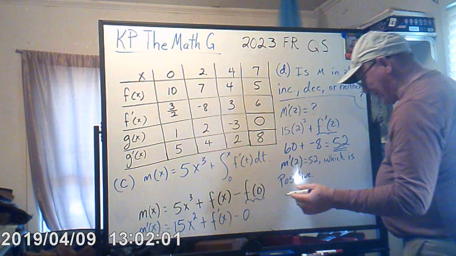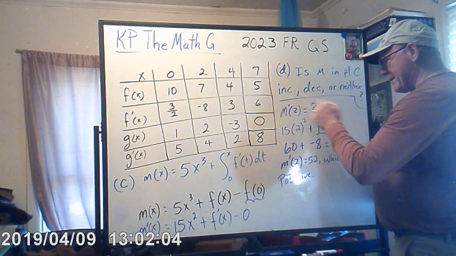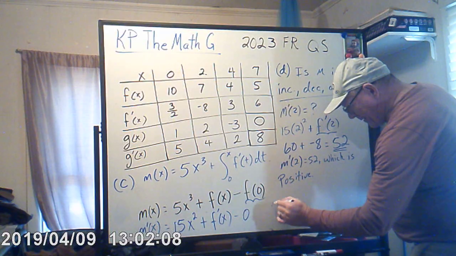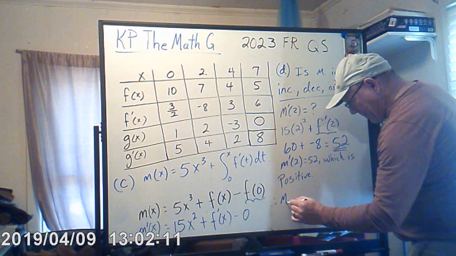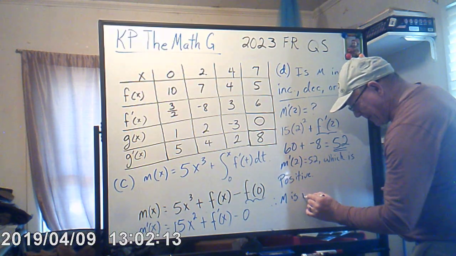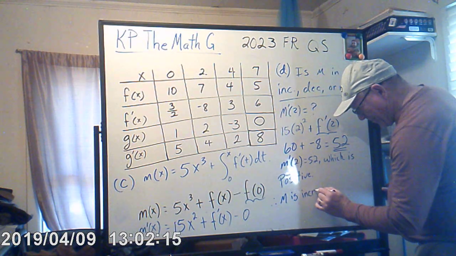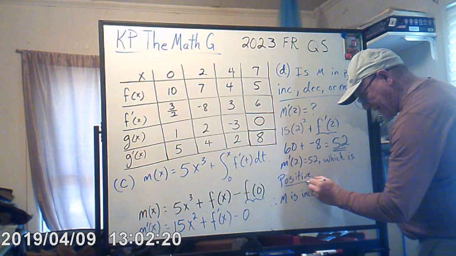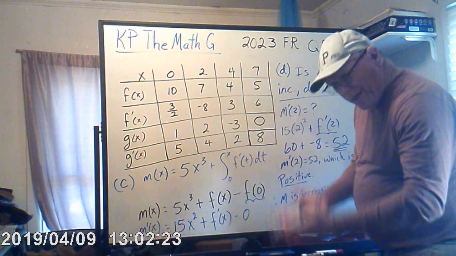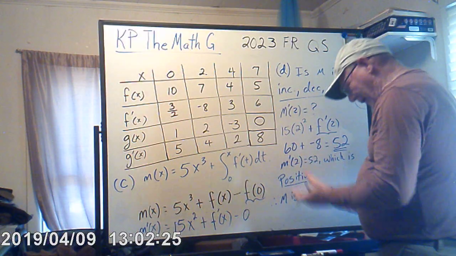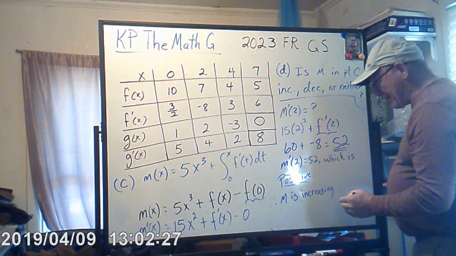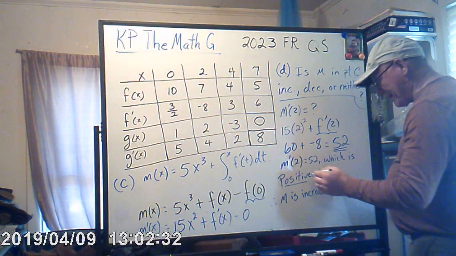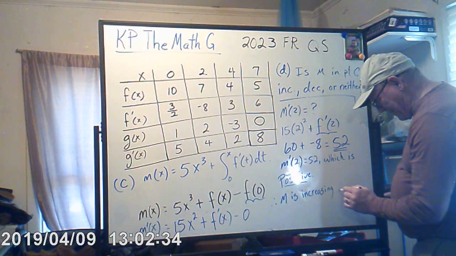This implying that, you might even say, therefore, M is increasing, because it's positive. This negative is decreasing. Positive, it's increasing. At, or when X is equal to 2.